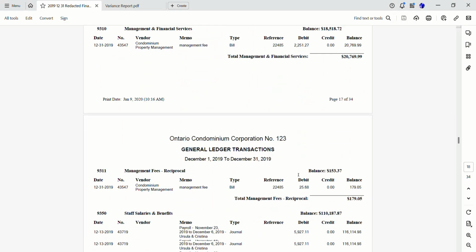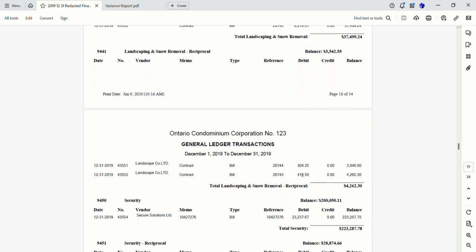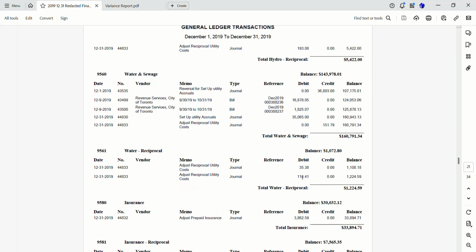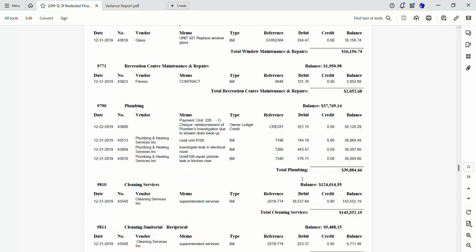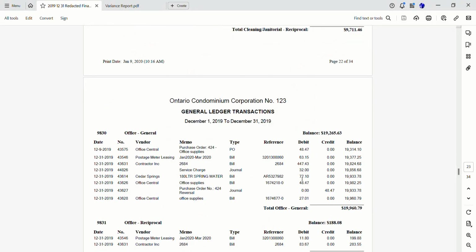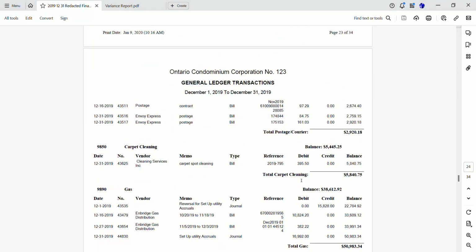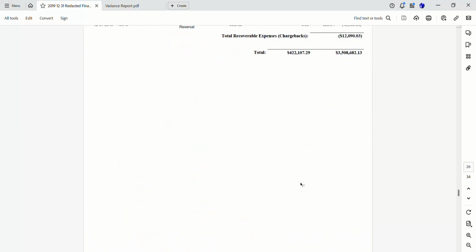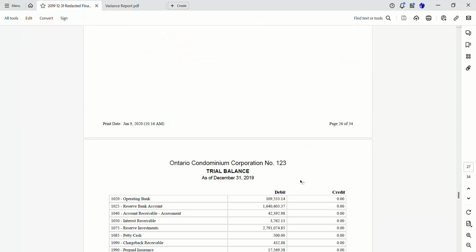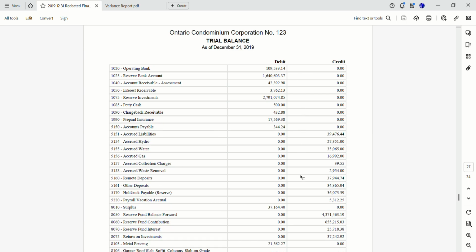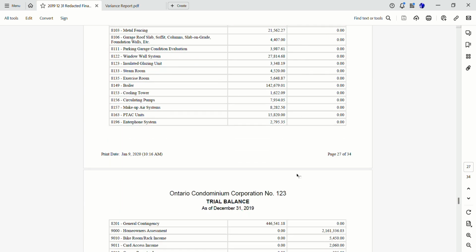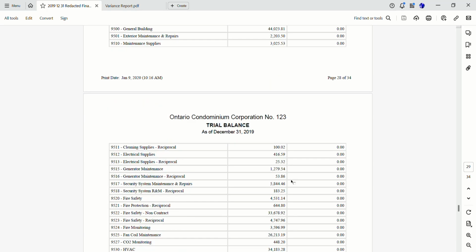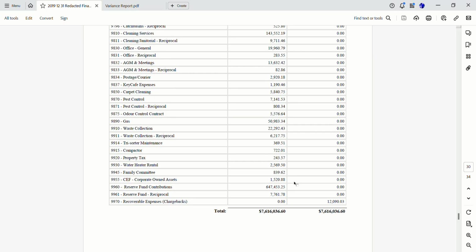After the general ledger transaction, we'll go to the review. It's a bit longer because we have all the expense details here. After this general ledger transaction, we can see we have the trial balance, which is the details for the balance of the account.